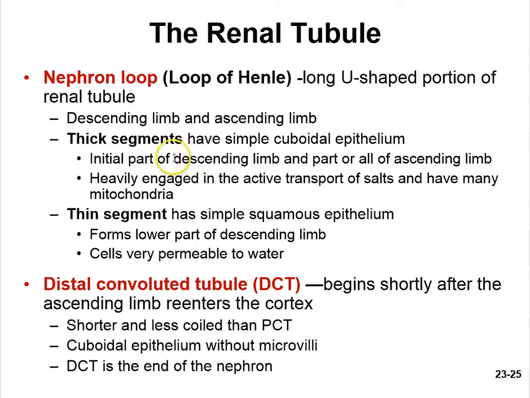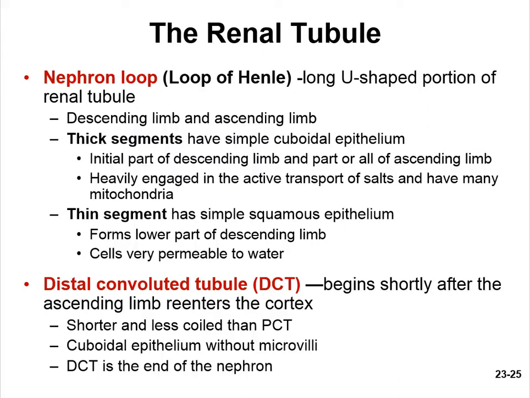The thick segment has simple cuboidal epithelium, and its cells, because they have to do a lot of active transport and that requires ATP, have a lot of mitochondria where there is much cell respiration going on, creating ATP. The thin segment has squamous epithelium, and it's that lower portion of the descending limb. Here the cells are very permeable to water.